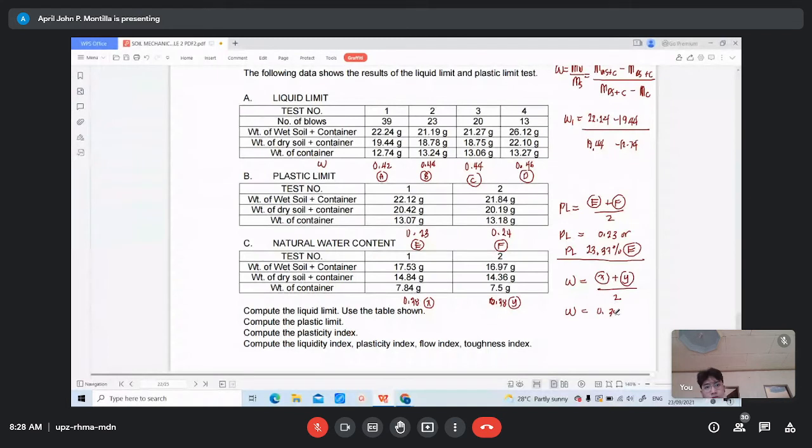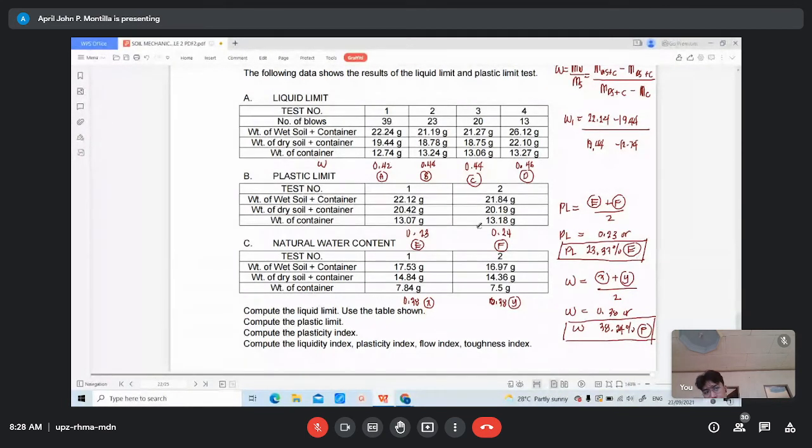38 then? Or 0.38 po. This is 37 or 38 point something. 0.38 po. In percentage form, 38.24 po. 38.24%. I-store nyo kay F. Round off. You have PL, you have the natural water content stored at E and F.